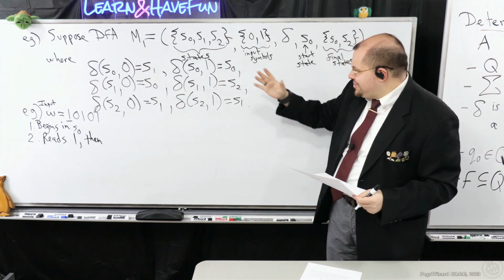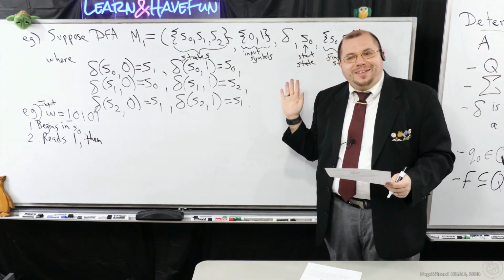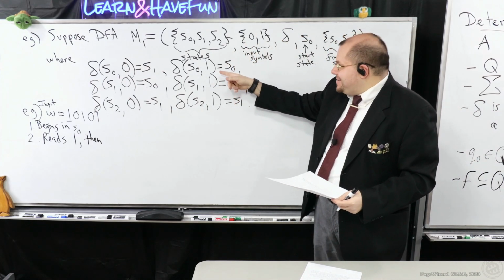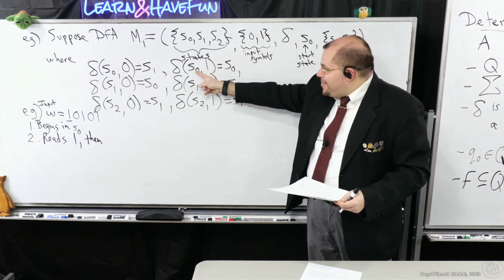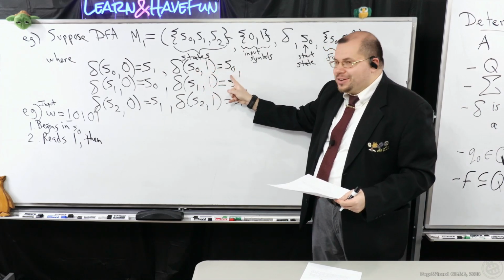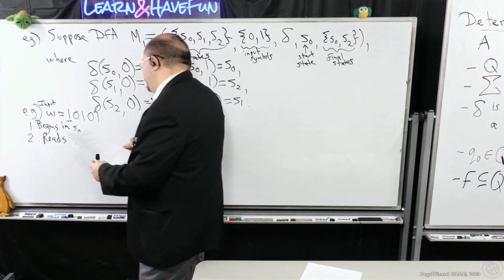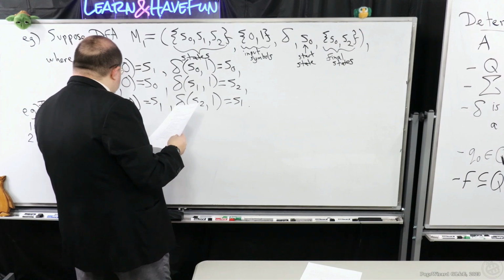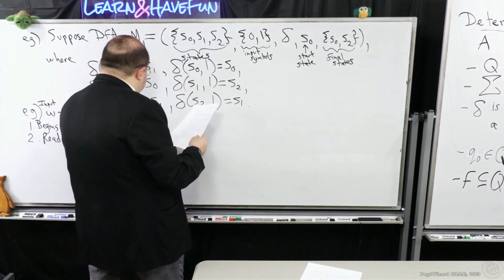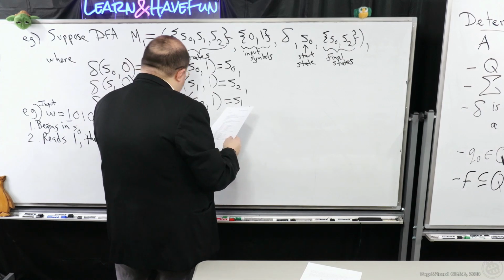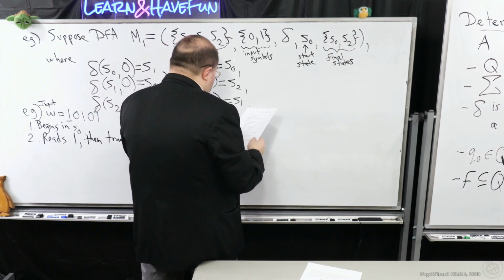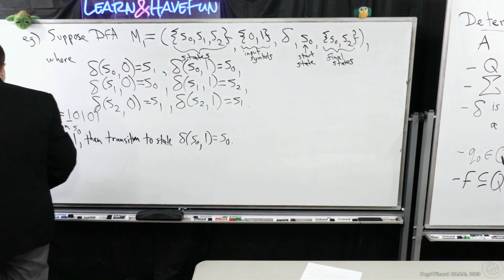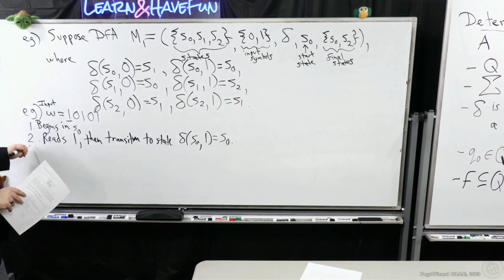I'm getting ahead of myself. This looks an awful lot like a table. That is not a coincidence. It's a very meaningful way of thinking about it. But remember, I'm in S0, I read a 1, and it says to go to S0. So we're staying in S0, but we're transitioning there. Then we transition to the state delta of S0, 1, which is S0. Now we've finished with the first 1, so let's read the next symbol.